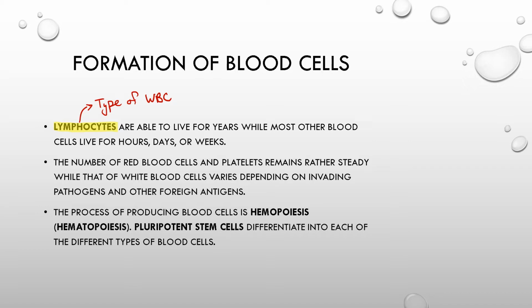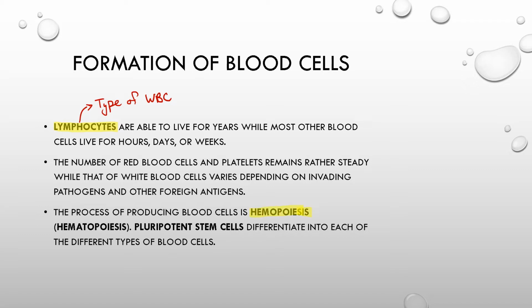The abundance of the different types of white blood cells, though, is going to vary in response to challenges by invading pathogens and other foreign substances. So because the white blood cells are a major component of your immune system, depending on what your immune system is fighting at the time, the numbers of white blood cells will vary. Now, the process by which the formed elements of blood develop is called hemopoiesis.